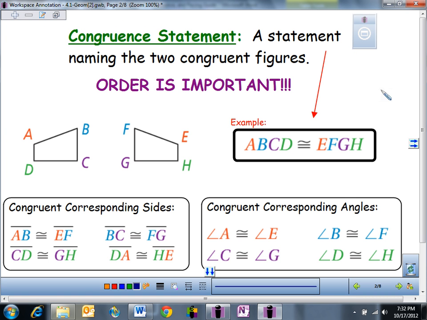A congruent statement is a statement naming the two congruent figures, and we've talked about this a little bit already. You have to make sure your order is matching. So A matches to E, B matches to F, purple to purple, green to green, and then you have your congruent symbol in between. So then all your corresponding sides are together, red, blue, purple, green at the end, and so on.